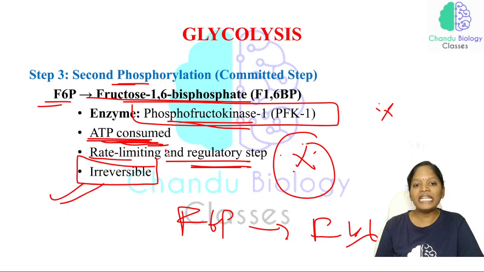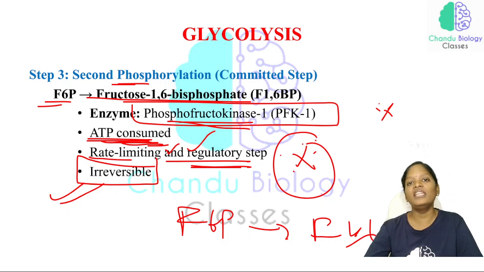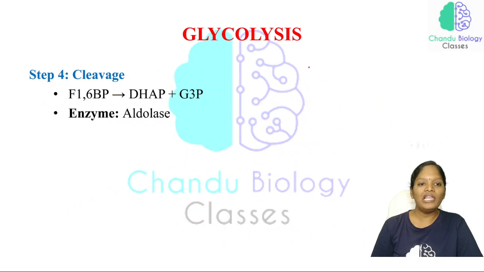Phosphofructokinase 1 is the rate limiting and regulatory step. Why do we call this particular step a rate limiting step? Because of the enzyme phosphofructokinase. If there is no phosphofructokinase, no other enzyme will replace this particular step. That's why we call this step the rate limiting and regulatory step. Very, very important.